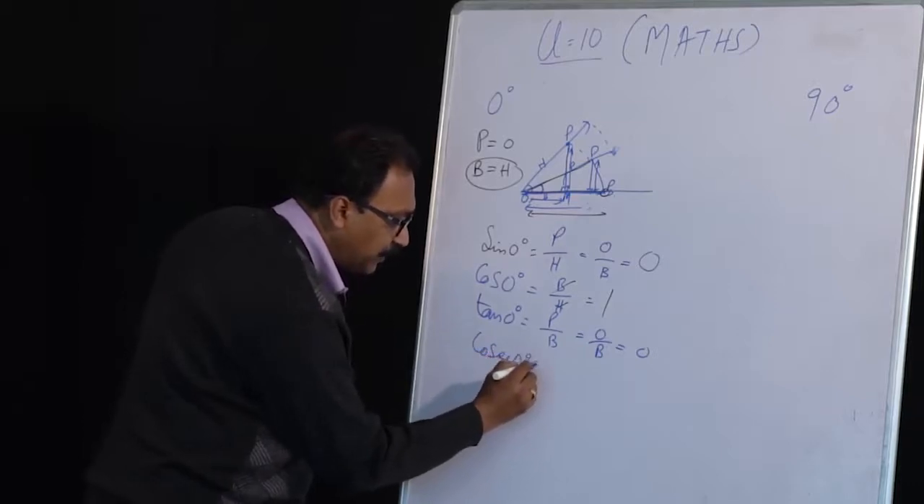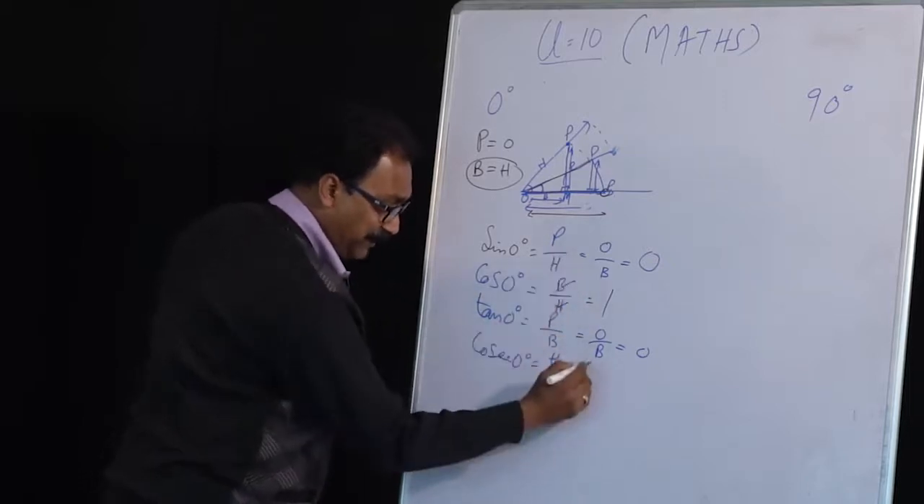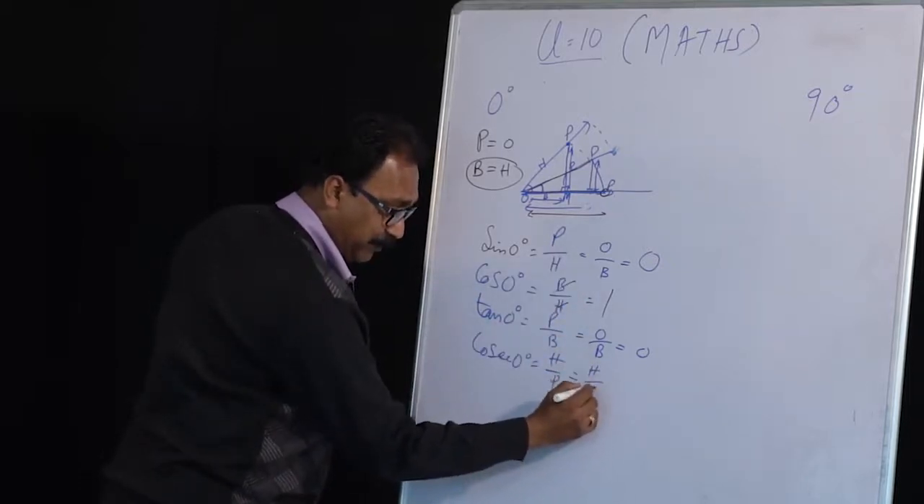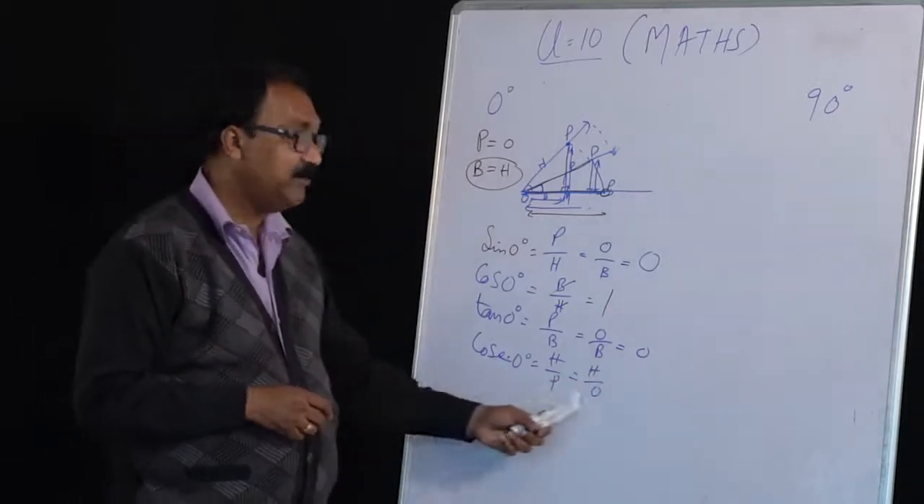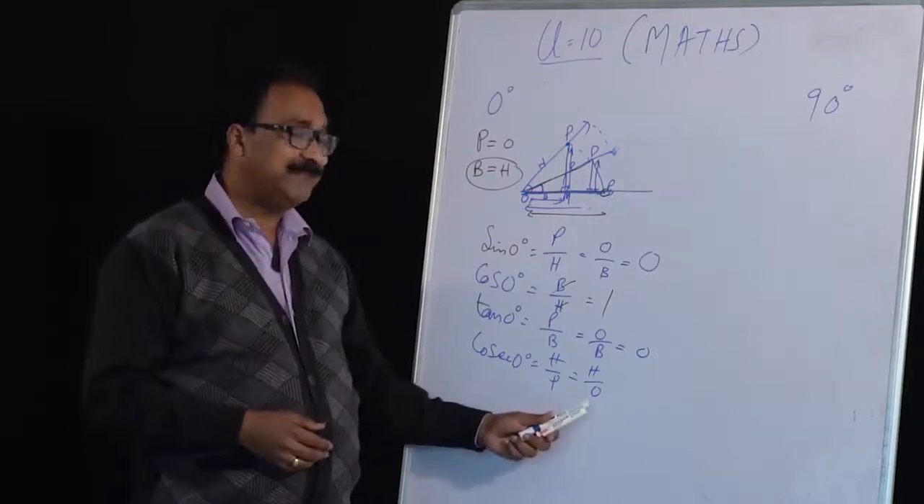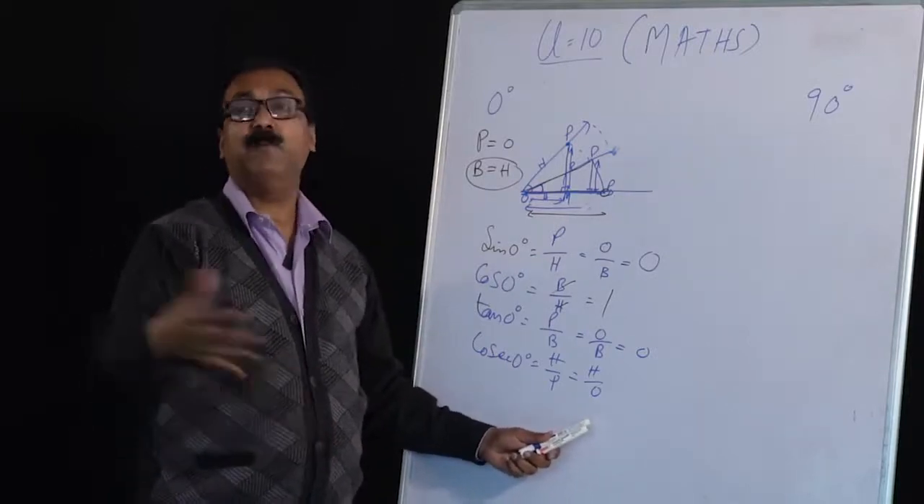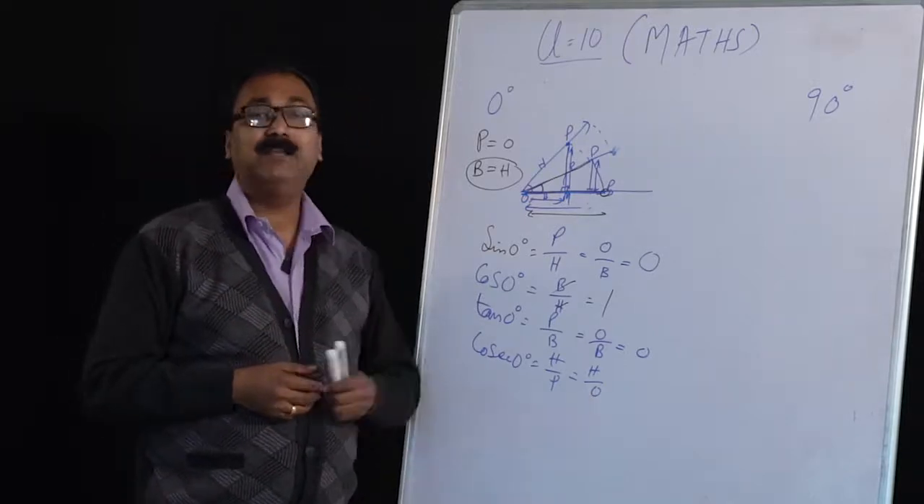Cosec 0 degree is hypotenuse by perpendicular. Now look here, the hypotenuse is whatever, keep it as it is, but perpendicular is 0. So far in mathematics, we cannot divide by zero. Mathematicians all over the world are still practicing to find how much value will come. They are still practicing. That's why the value will be infinity.